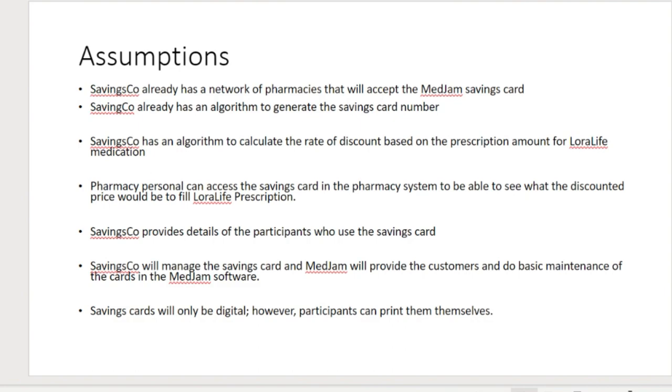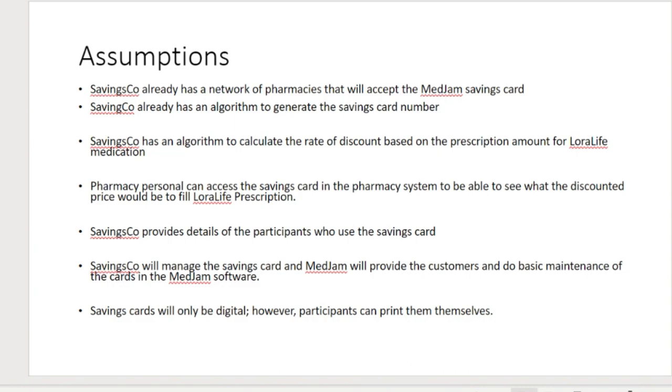And then I want to talk a little bit about the assumptions. We've had to make a couple of assumptions here, and I want to call those things out. The first thing we assumed is that Savings Co already has a network of pharmacies that will accept the MedJam savings card. This may or may not be true, but we can clarify. And if we get a chance to speak with those folks over at Savings Co, we can make sure that this is indeed the case. And it would have to be the case in order for this to work.